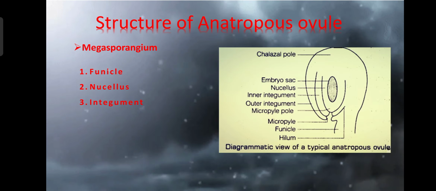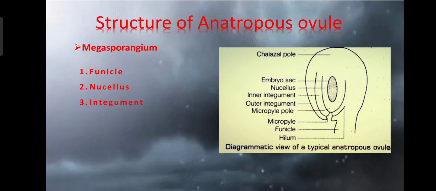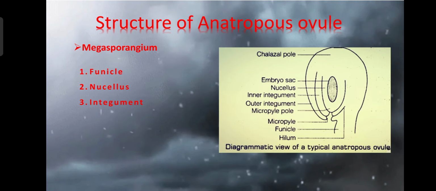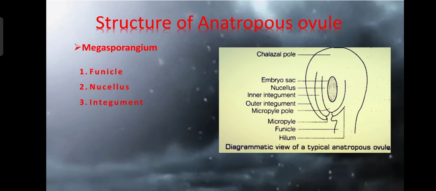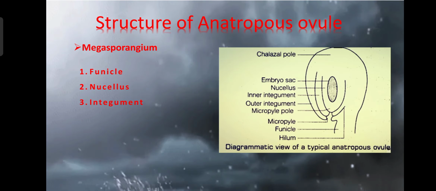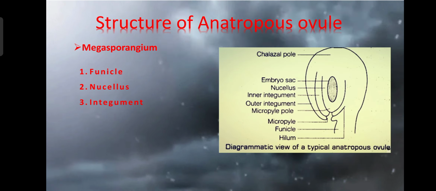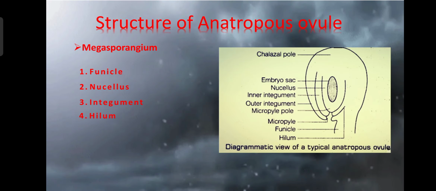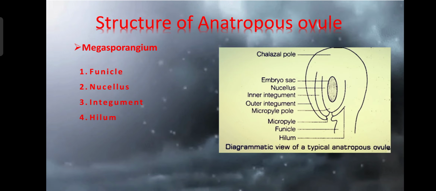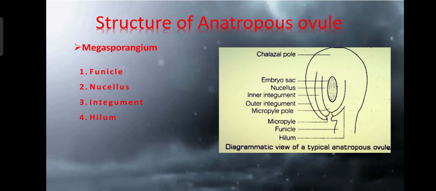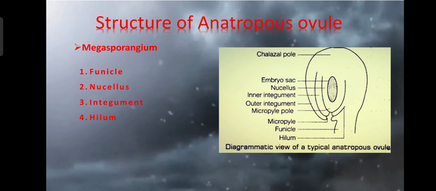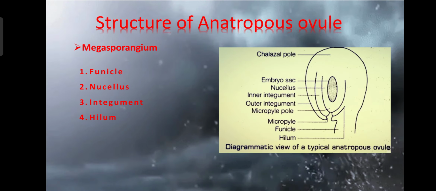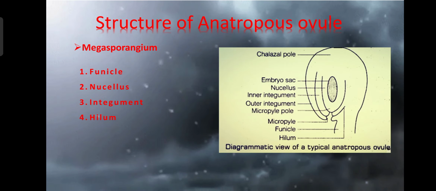integument. Integument is the protective covering present around the nucellus, and the integument may have one or two integuments. So integument is a protective covering present around the nucellus. They may have one integument or two integuments. The next is called hilum. Hilum is a point of attachment of the body of the ovule to the funicle. It is the point where the ovule attaches to the funicle.